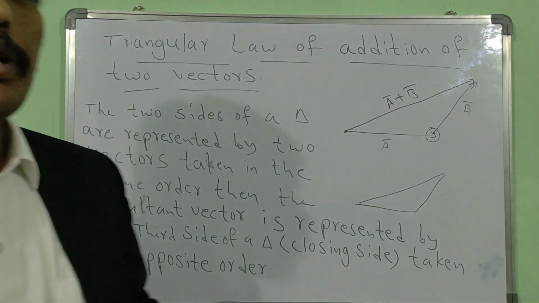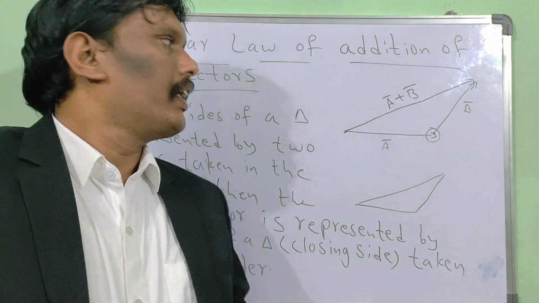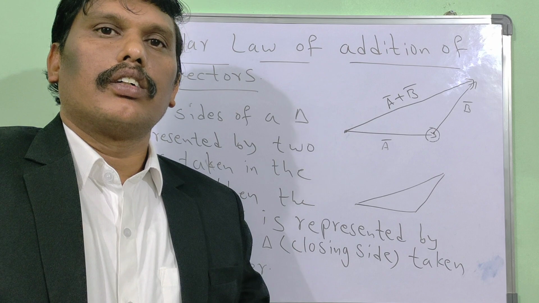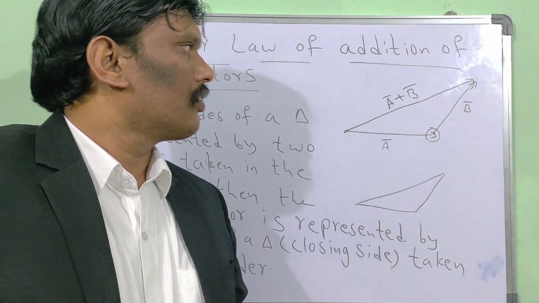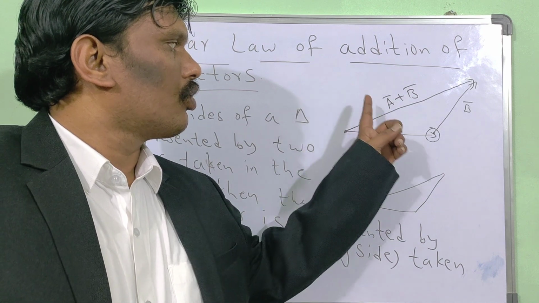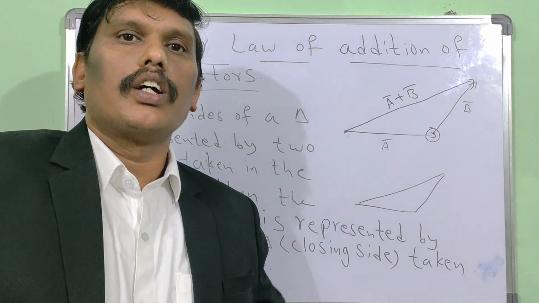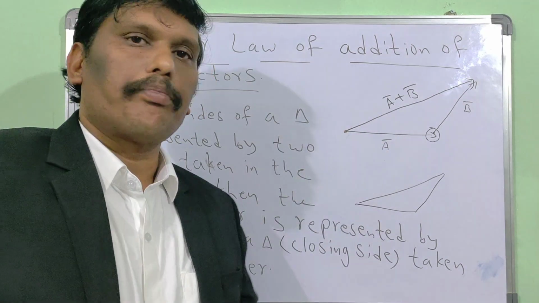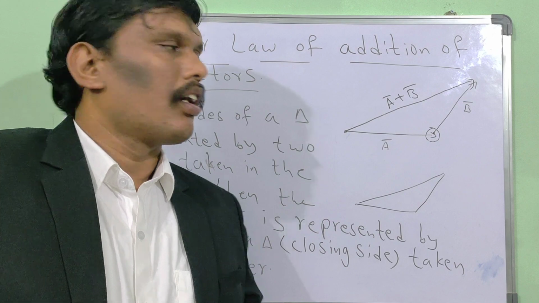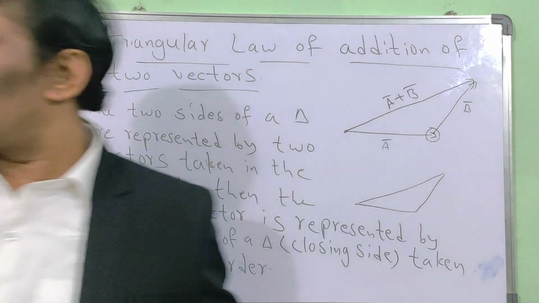Here this A bar plus B bar is not ordinary addition in algebra. It is not added like scalars. We need to add in vector form. So A bar vector, B bar vector, we need to add these two vectors not like ordinary algebra. How to add, how to calculate the magnitude of this resultant vector and how to know the direction of this resultant vector, we will see now. Note down.